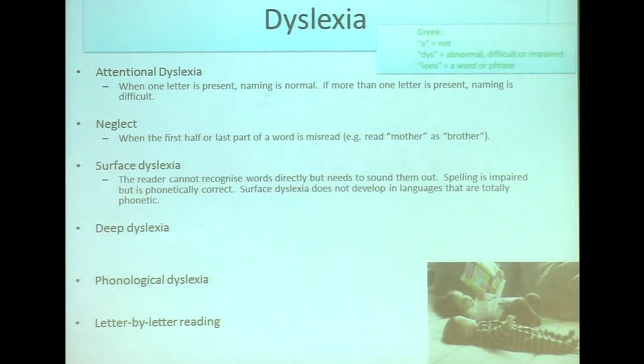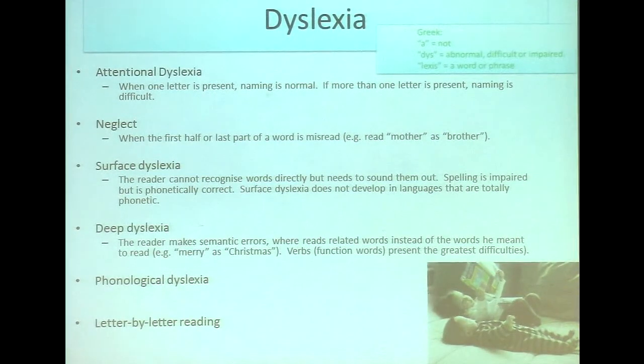Then you get surface dyslexia, where the reader cannot recognize words directly, but needs to sound them out. Spelling is impaired, but is phonetically correct. Surface dyslexia does not develop in languages that are totally phonetic. So it is a difficulty with recognizing a word for what it is. This is a difficulty that children have if they have surface dyslexia.